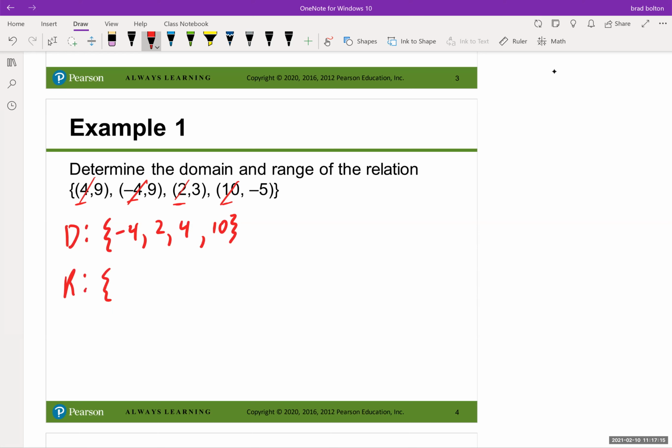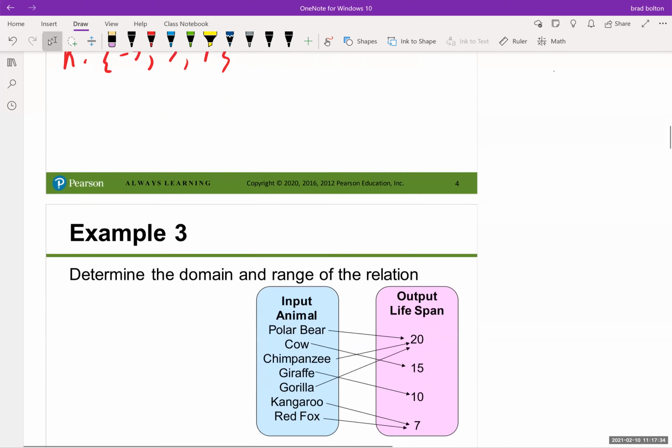We have, let's see here, -5, that one's gone. Let's go 3, that one's gone. And let's go 9, those are both gone. Now here's the thing, I didn't write 9 twice. You do not repeat your domain and range values. If there's 2 9s in your range, you just write one of them, okay? So we don't like to repeat that, all right?